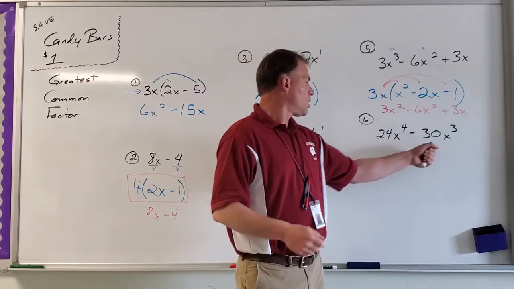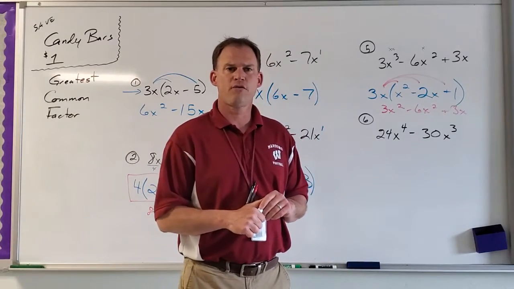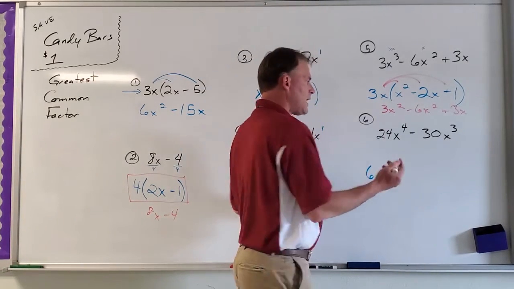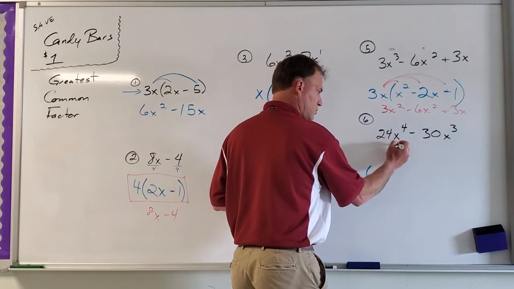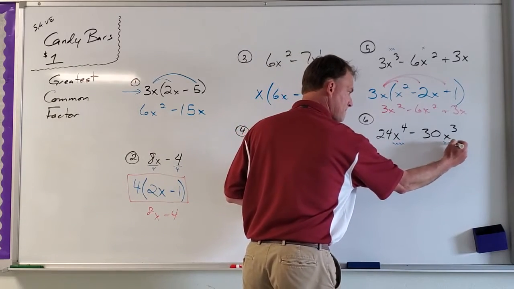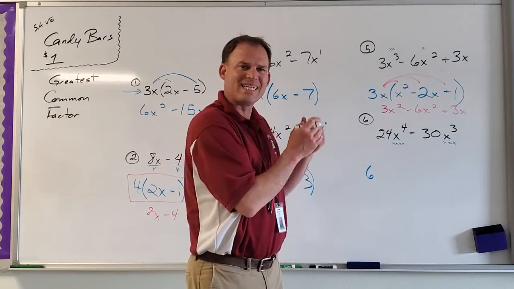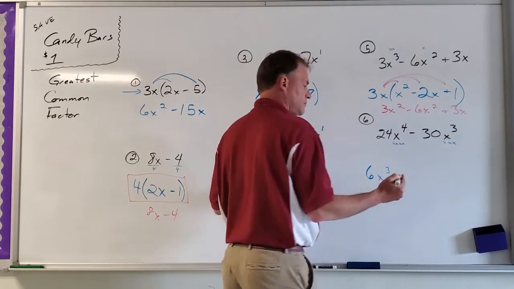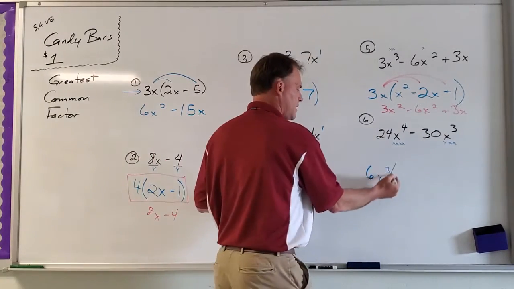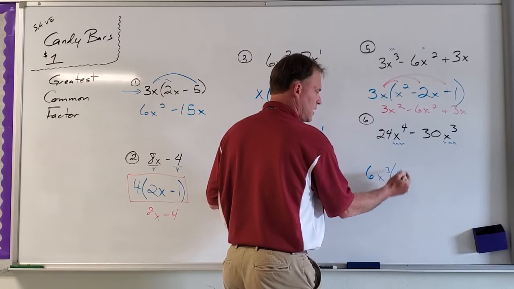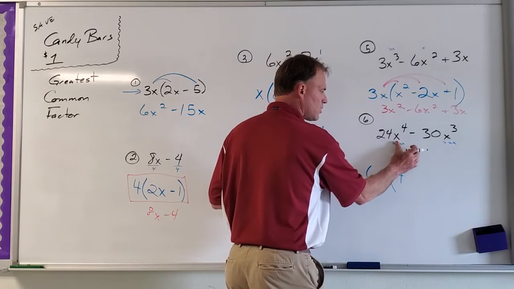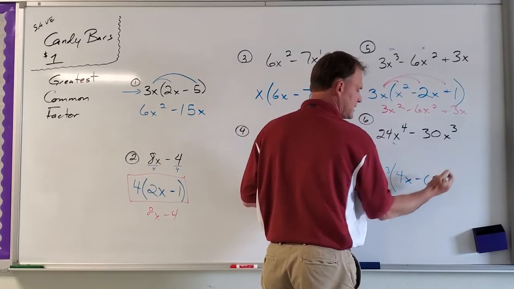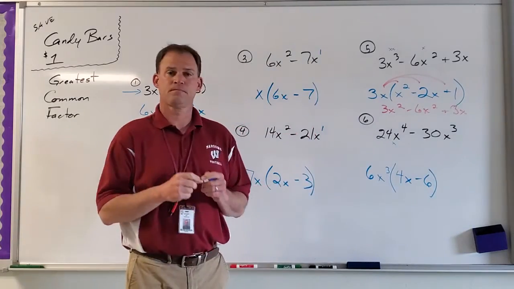All right. Look at the big numbers. What's the biggest thing that goes into 24 and 30? 6. So this is 4 x's, 3 x's. How many can I take out? X to the third. Okay. Divide by 6. Take 3 x's out. There's 1 left over. Divide by 6. Take 3 x's out. There's none left over. That's your answer.